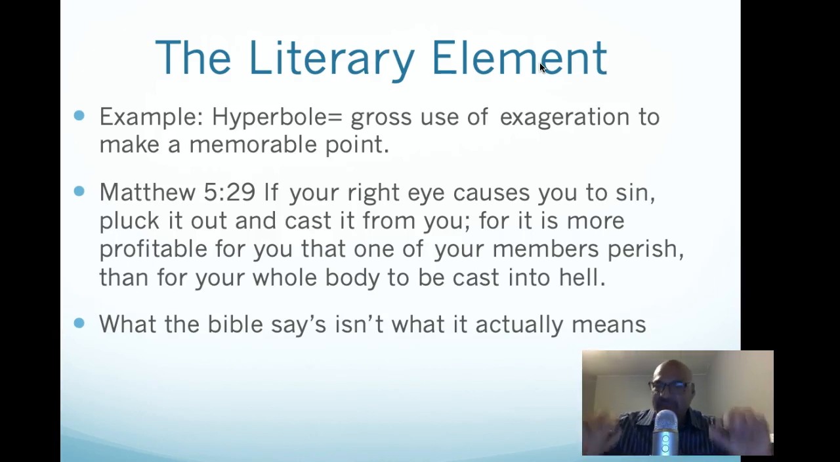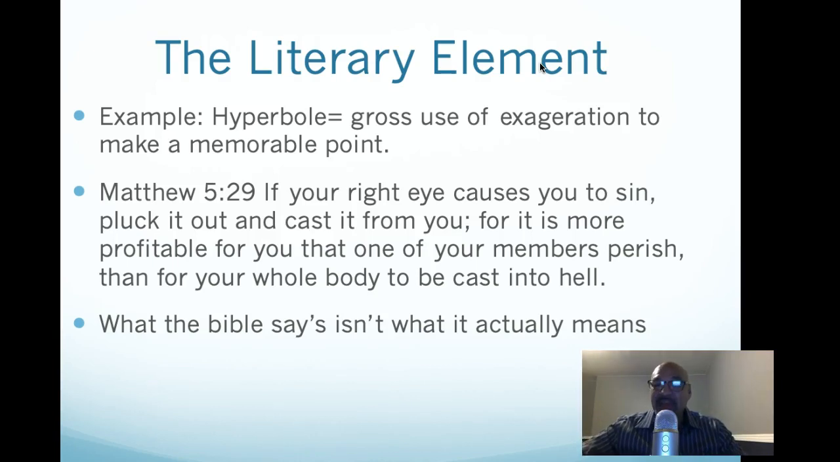Now, again, if you take that literally, if you just read it, well, then you've got to cut your eye out. You've got to cut your arm off. You've got to cut your hand off. Now, again, he's throwing this high concept out there. But listen to what it means. What the Bible says isn't what it actually means. He's not telling you to really take your eye out. He's talking about discipline. He's talking about you taking care of your appetites, your conscience, making sure that your body is under control.